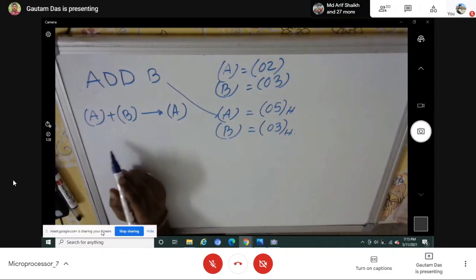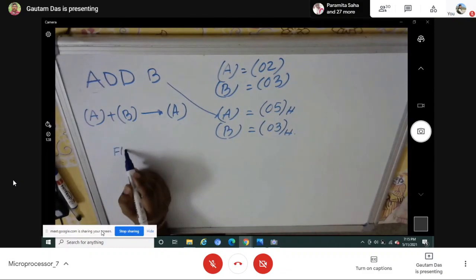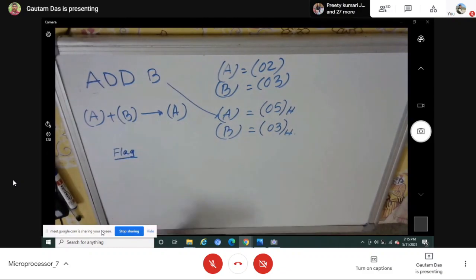Now, another thing I told you when I discussed the internal registers: beside the other registers, you have seen that there is a flag register. It is an 8-bit register, but out of these 8 bits, only 5 bits are used.